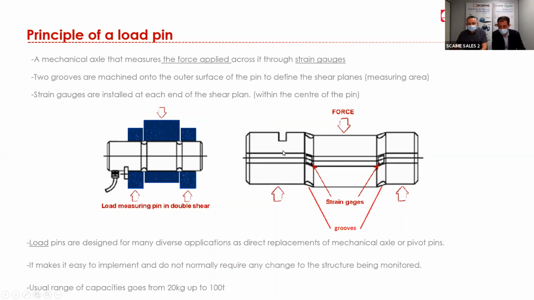Load pins are designed for many diverse applications, as we saw before from the pictures, as a direct replacement of mechanical axial or pivot pins. It makes it easy to implement and does not normally require any change to the structure being monitored, which makes it very easy to implement in your systems. The usual range of capacities goes from 20 kilos for the smaller ones up to 100 tons.